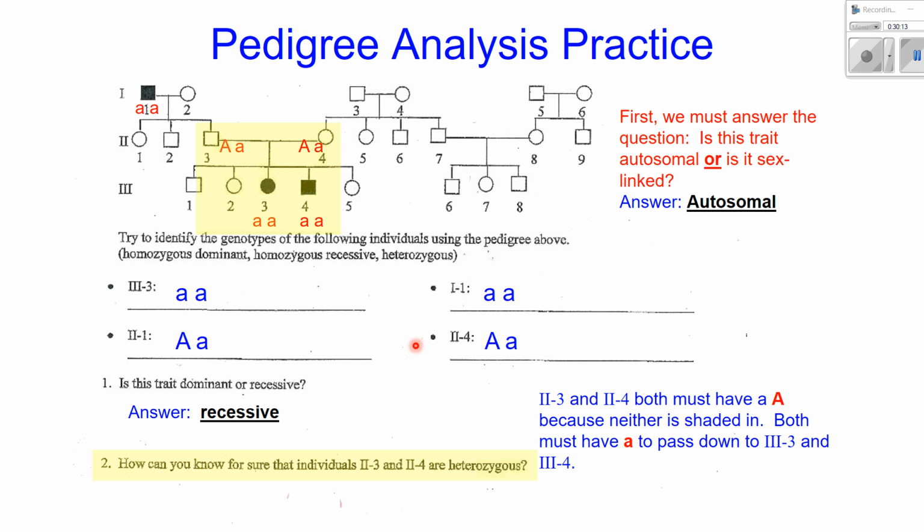And hopefully, now that we've looked at about 4 different examples, hopefully you've got a pretty good feel for how to do pedigree analysis.